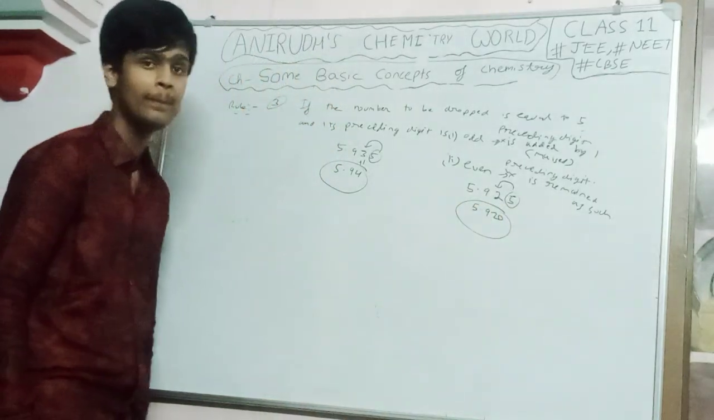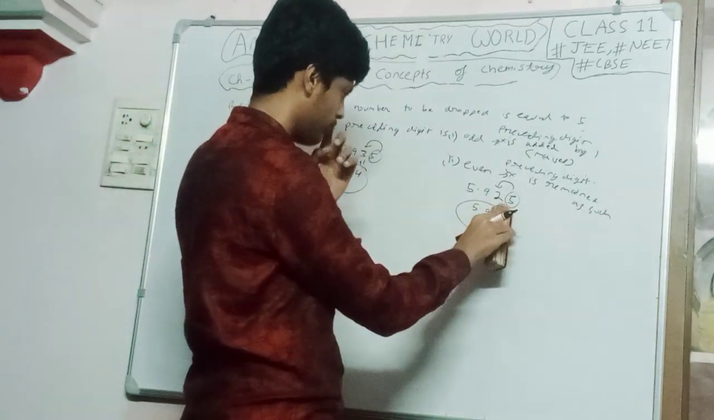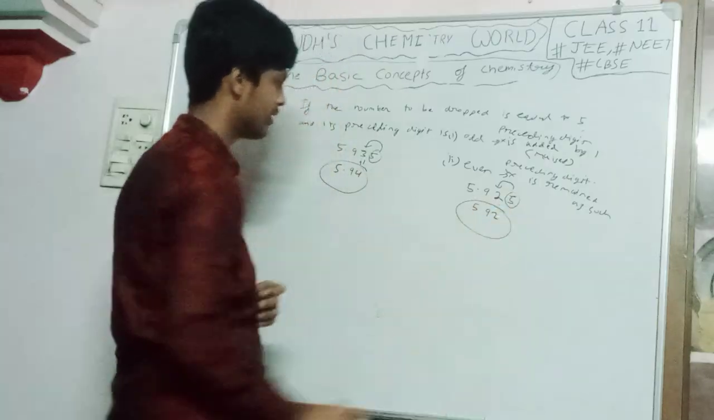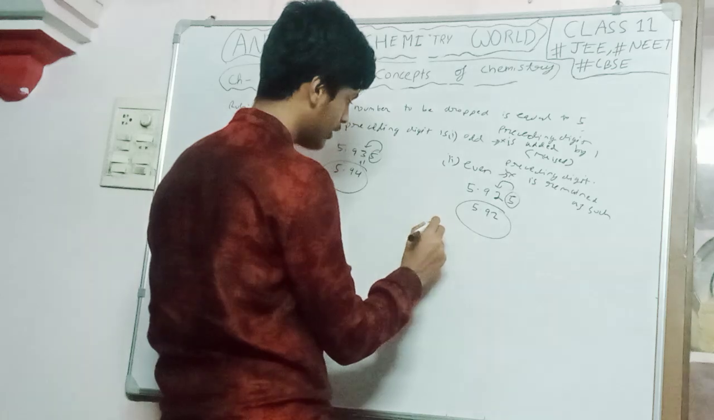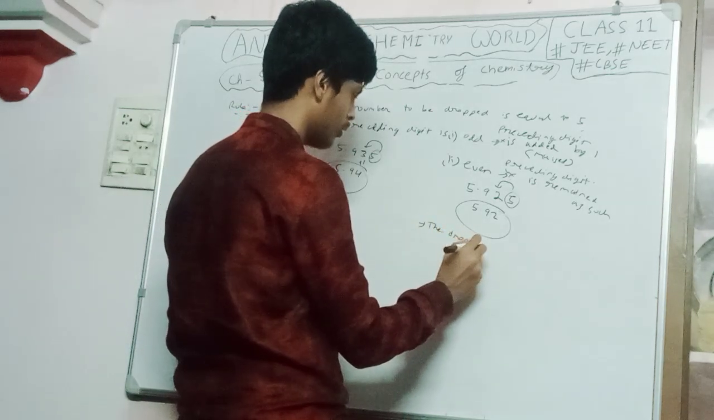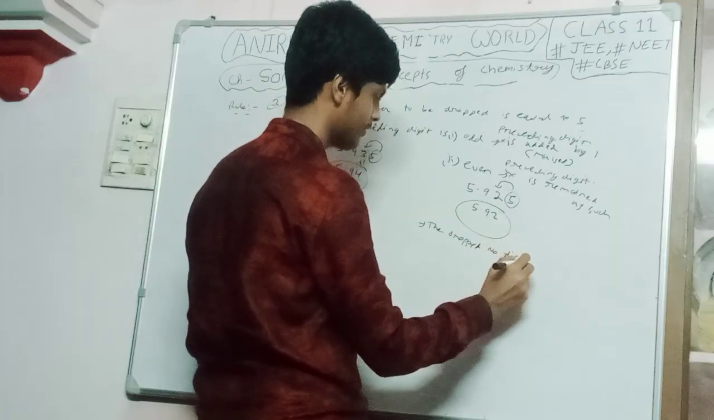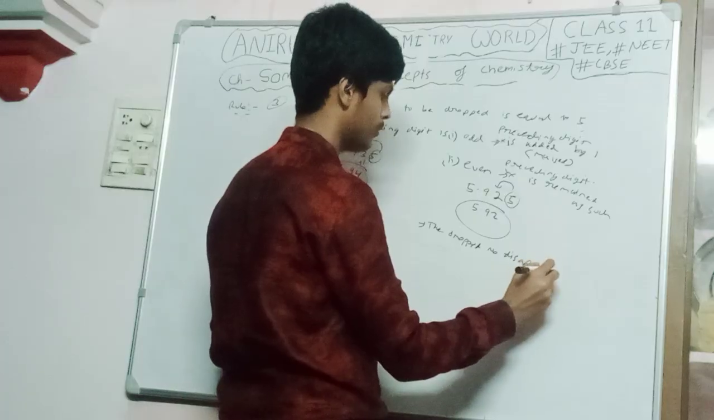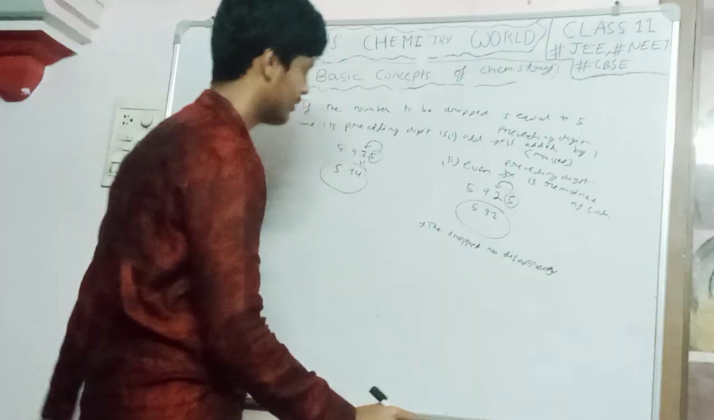This is the case. Sorry, don't write 0. 5.92, it's enough. The dropped number disappears. It will not become 0, it disappears. That is, you don't need to write it. That's the rule.